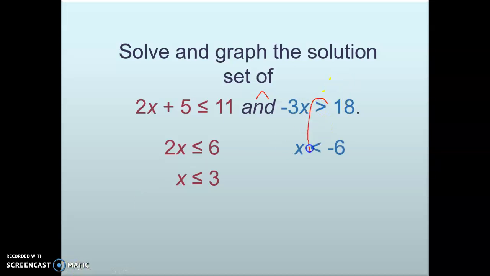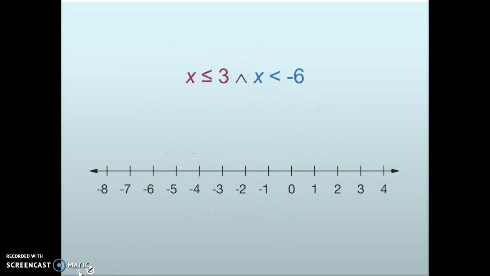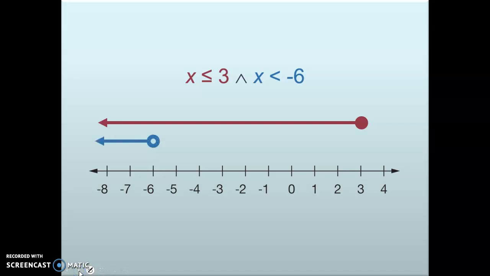Now if you're wondering why or how the sign changed, don't forget, when you multiply or divide both sides by a negative, you've got to switch that sign. Let's go ahead and graph those on a number line and see where our conjunction is. On a number line, x is less than or equal to 3 looks like this, and x is less than negative 6 looks like this.